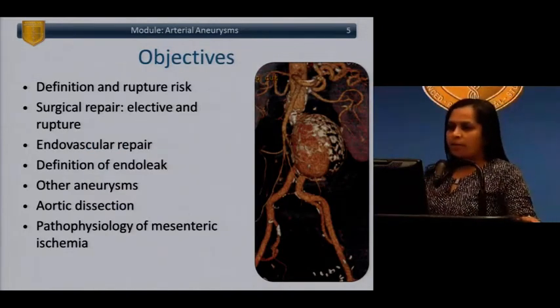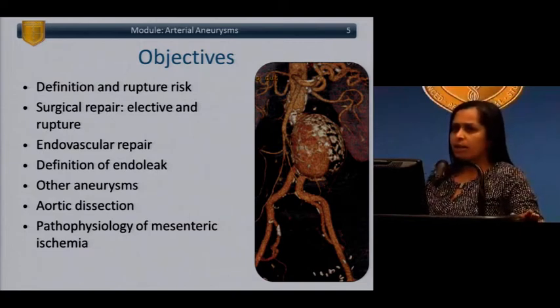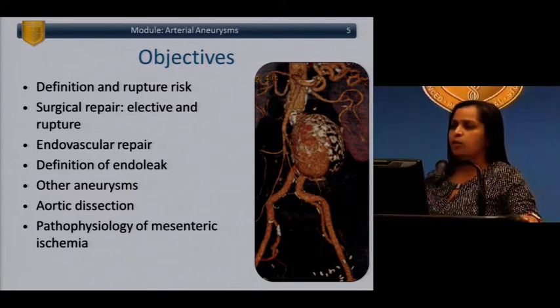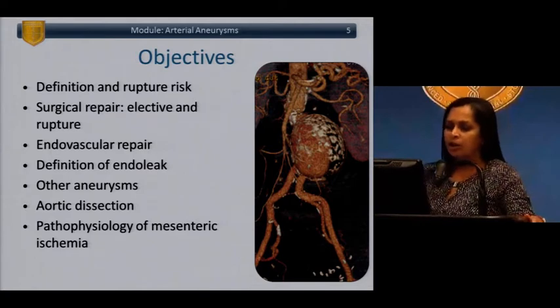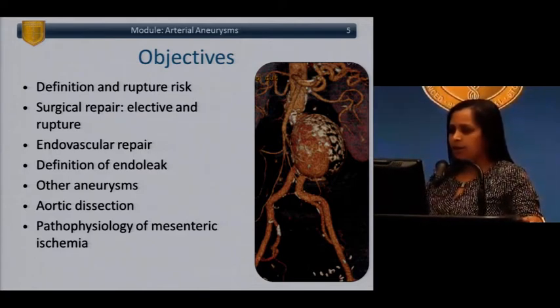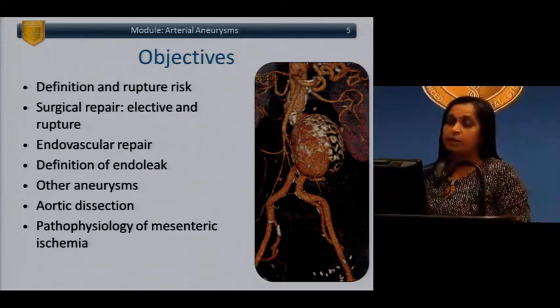So we're going to first start off talking about aneurysms and the general objectives. We're going to talk about what an aneurysm is, define the risks of an aneurysm, talk a little bit about the types of repair that are available, and then some of the complications of the repair. And then at the end, we'll talk a little bit about aortic dissection as well as mesenteric ischemia.